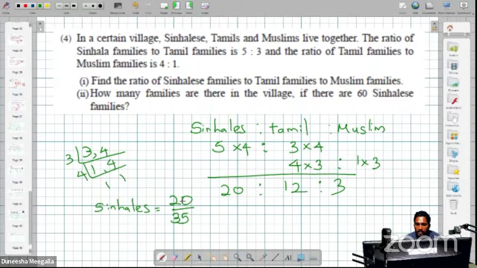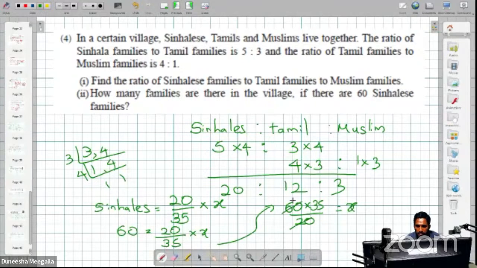It's 12. 20 over 35 multiplied by, we don't know the number. If it's x, we can take 60 equal to 20, and 35 equal to x. We can make it 60 multiplied by 35 divided by 20. It's 105. Total how many families? 105. Okay.